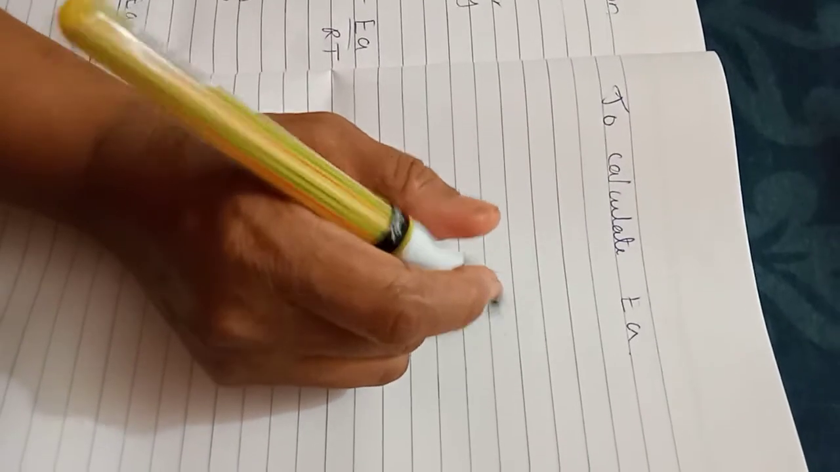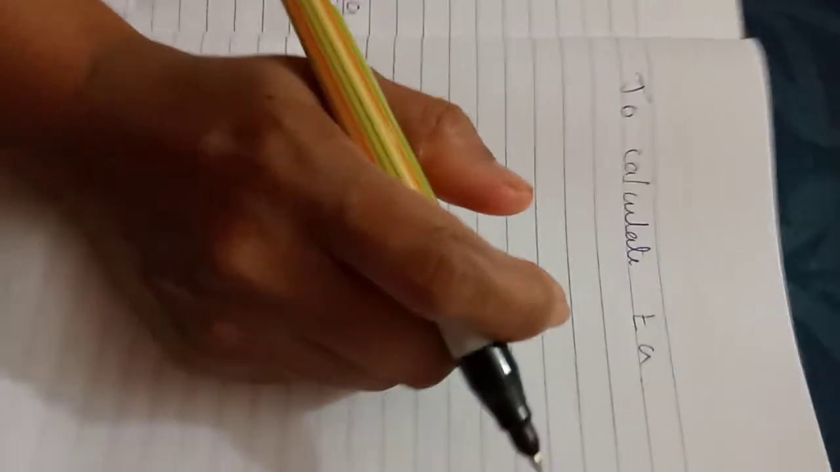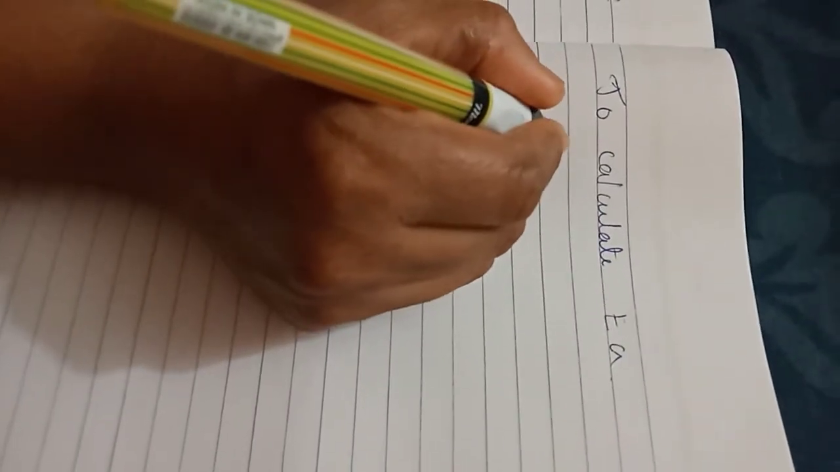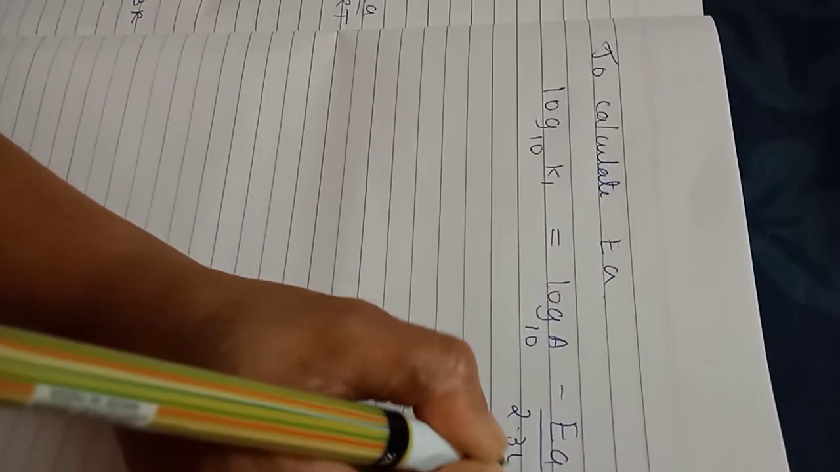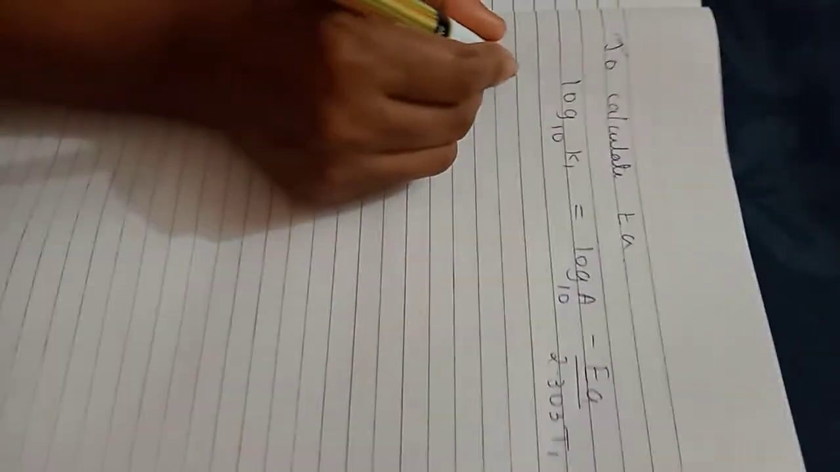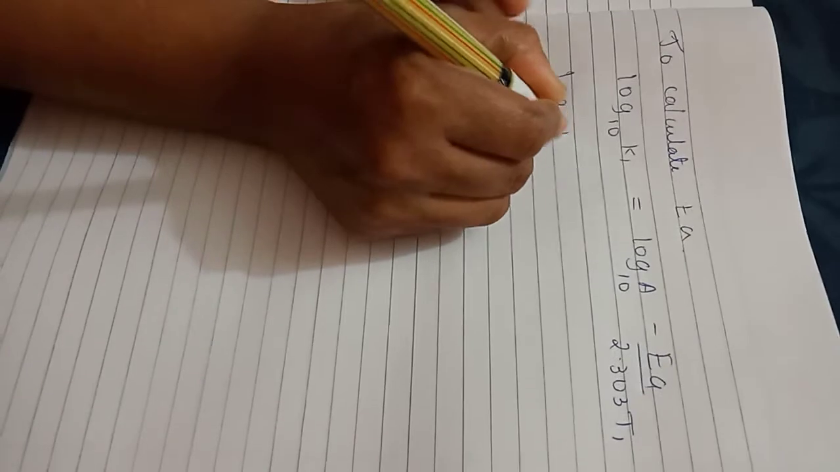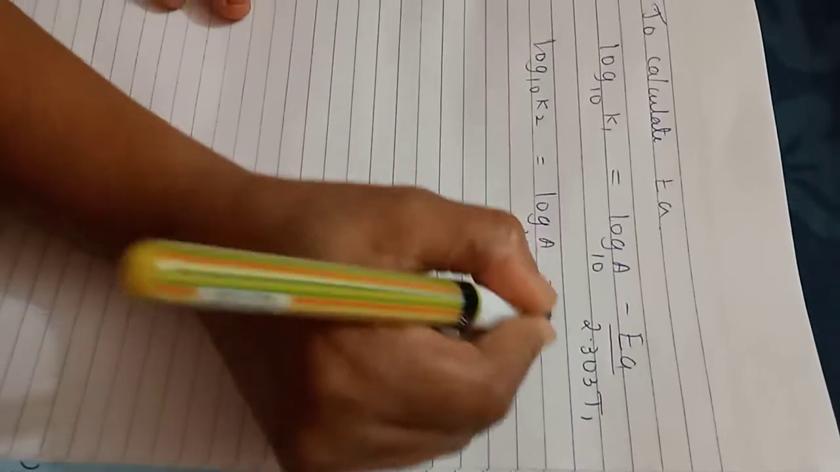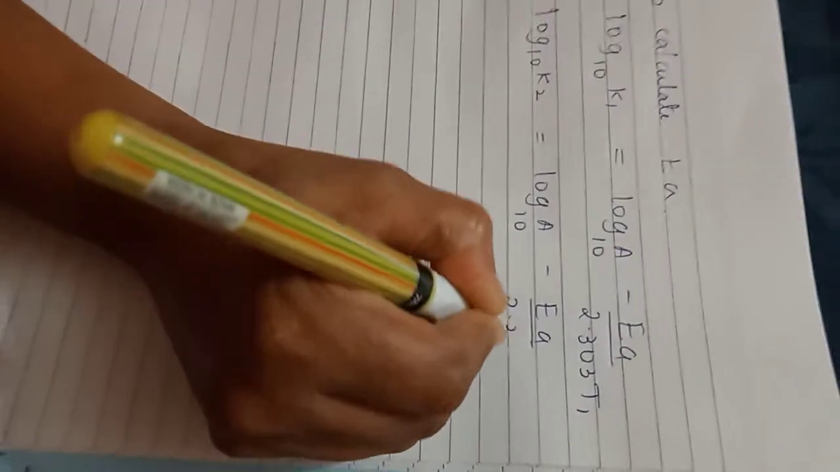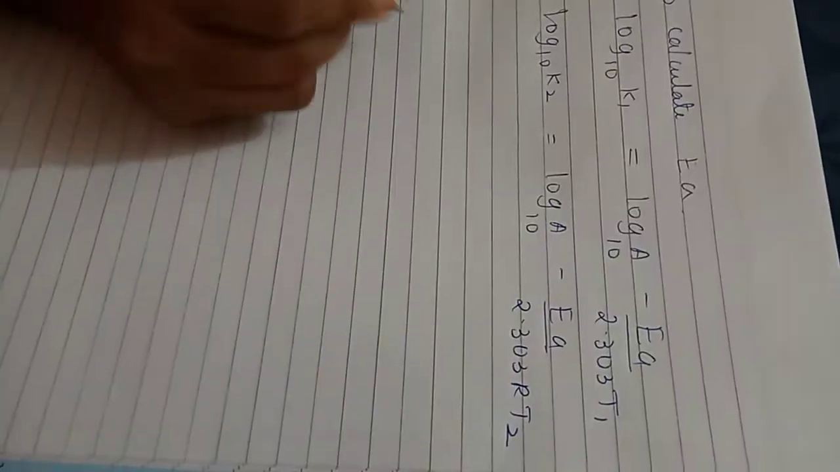Now, to calculate activation energy, what we are going to do here? To calculate Ea, that is the activation energy, which is, again let me repeat, the minimum energy required for the reactant molecules to get converted into product. Let me put it like this. Let K1 be the rate constant, minus Ea divided by 2.303 RT1, at temperature T1. K2 be the rate constant at temperature T2. Are you okay here?